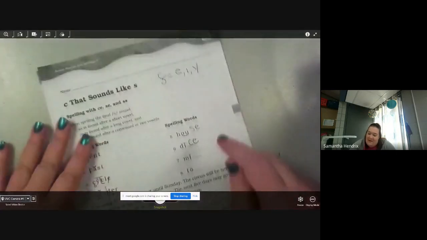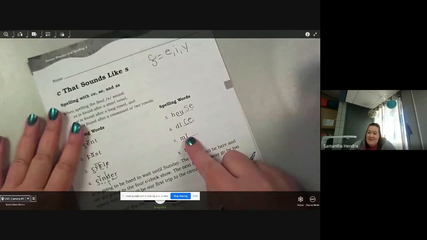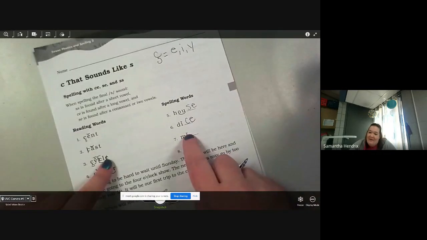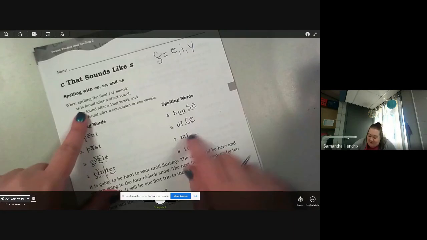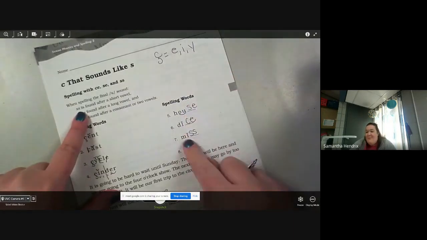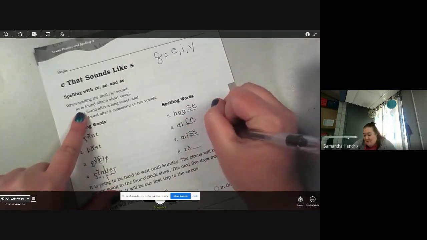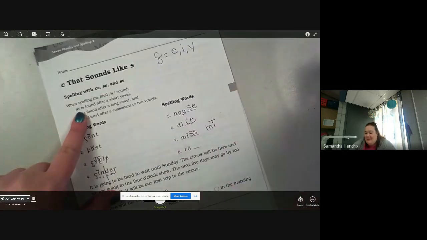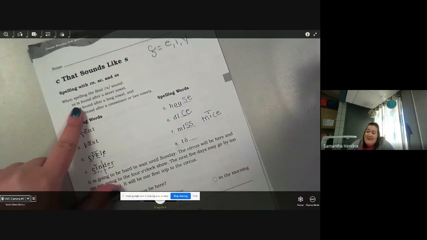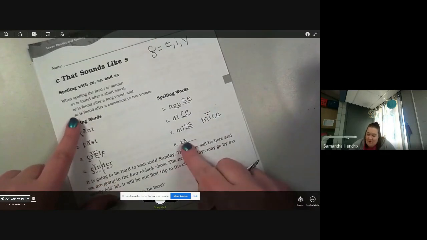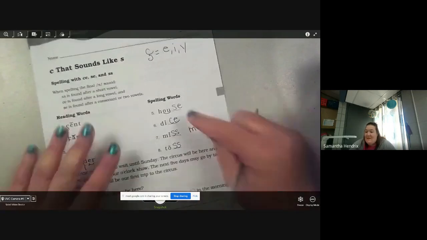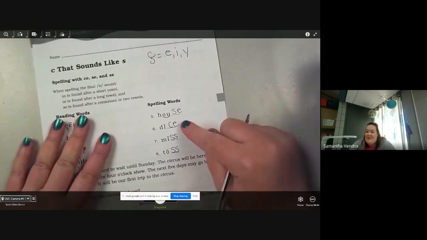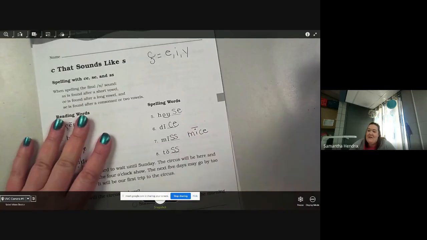Oh, I was like, mice, that's supposed to be, so here's the thing. Short I. Short vowel is SS. So miss. Now, if this was a long I, it would be mice. So that vowel makes a huge difference. Short vowel is going to be SS, toss. So they all say house, dice, miss, toss.